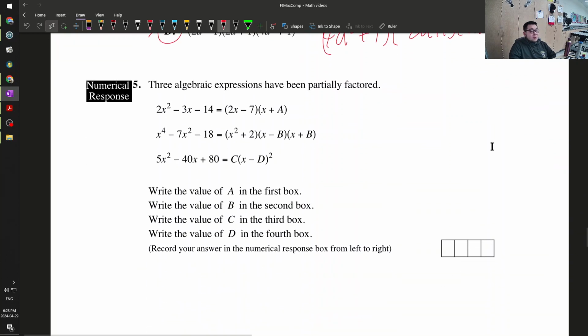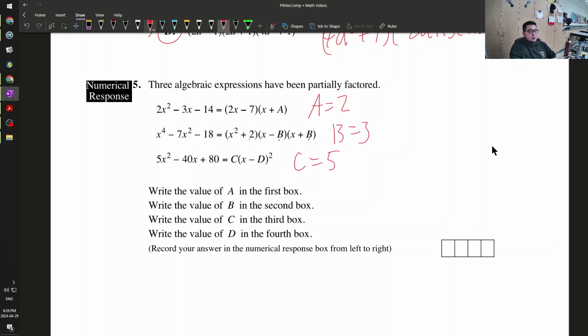5. This algebraic expression has been partially factored. So just by observation, 7 times a is equal to negative 14. So a is equal to 2. 2 times b is equal to negative 18. Therefore, b is equal to 3. And then c is the leading coefficient, so c must equal 5.